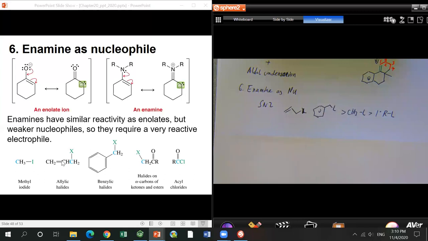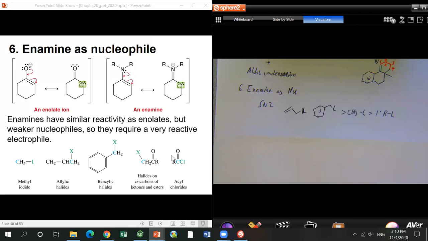And also include the halide on the alpha carbon of ketones or esters, okay, so that's also pretty active, okay. And in the end, okay, there's the acyl chloride, okay. We know that it's the most active of the acid derivatives, okay, and can be converted to any kind of acid or acid derivatives, okay, so we can do the carbonyl nucleophilic substitution reaction, okay.